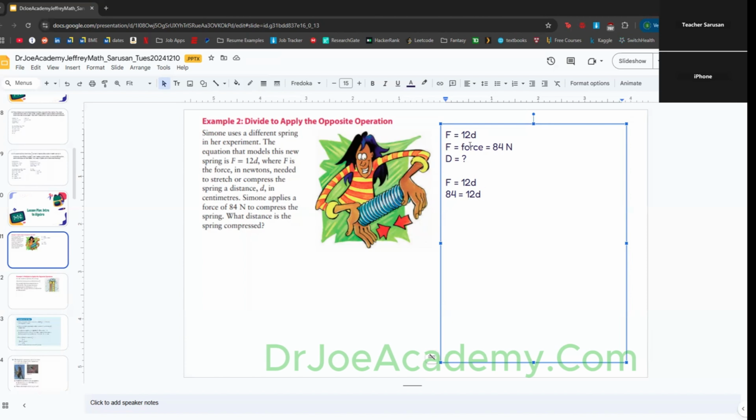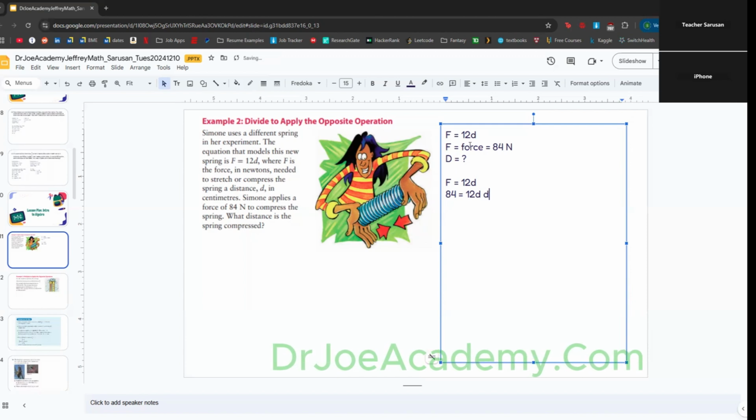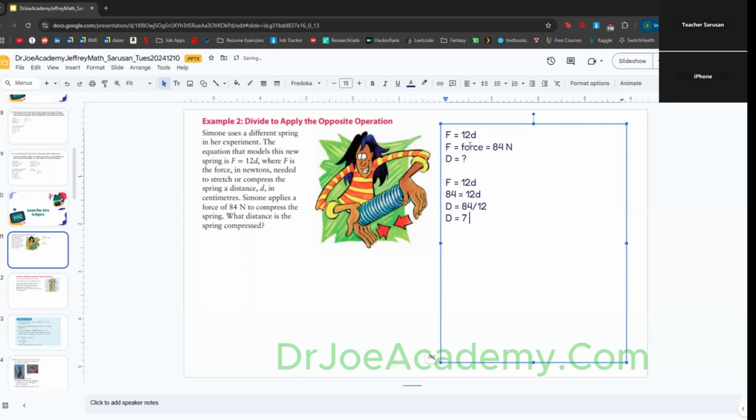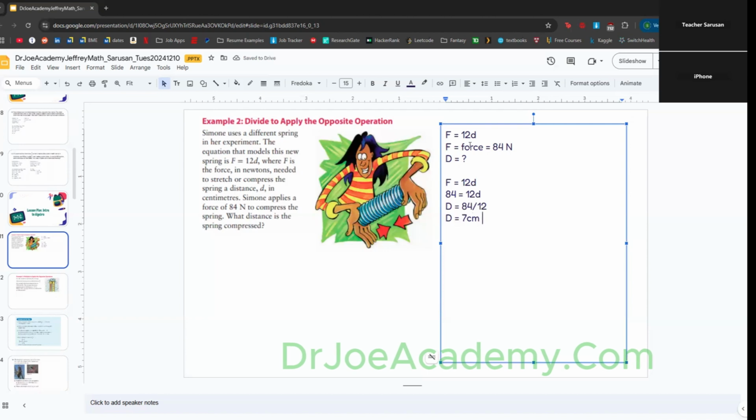Okay, so 84 equals 12D. Oh, so wouldn't it just be 84 divided by 12? Yep, perfect. 7. 84 divided by 12. D equals 7? 7. All right, so 7 is our answer, and we're going to include the units, centimeters. So are there any questions about how we solve this?